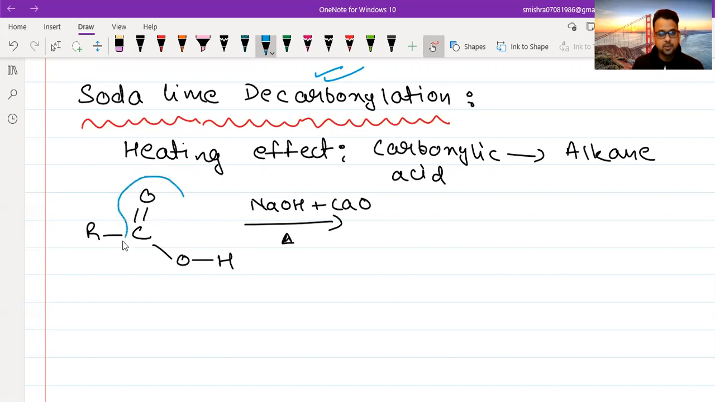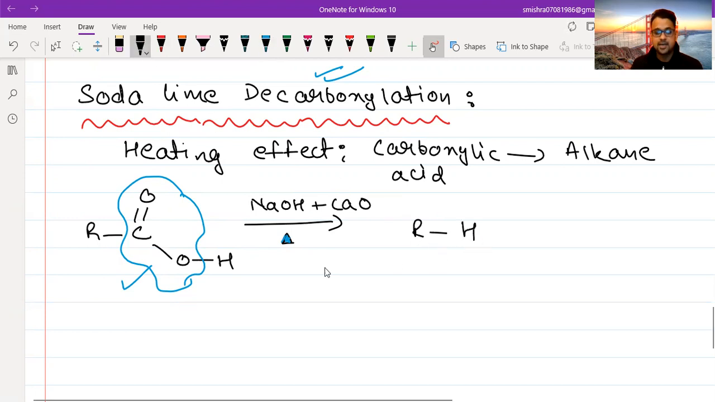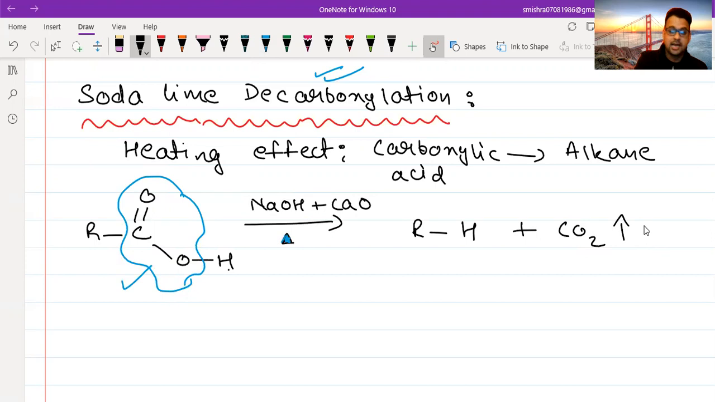Okay. I will be discussing the mechanism shortly, but the quick trick to learn is that this CO2 from here is lost. You have taken carboxylic acid and you have heated it with NaOH in presence of CaO. This mixture is your soda lime and you are heating it. Heating effect is required. I will be explaining why heating is required when we study the mechanism. So this CO2 is lost from here and your product is RH. This is how to remember it: CO2 is lost, and give an H to it. RH, this is your alkane, plus CO2 gas is liberated. This is how the reaction takes place.